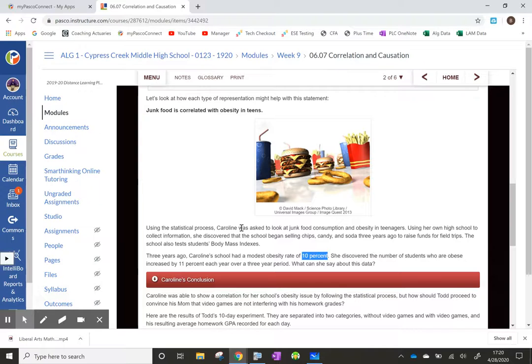She's also looking at her school's junk food. She discovered that the school began to sell chips, candy, and soda 3 years ago. So 3 years ago, the school starts selling chips, candy, soda, all this fatty food, and she's noticing that over the past 3 years, the obesity rate in her school has gone up. So she's wondering if the fact that the school added these to the vending machines is part of the reason that the kids are more obese.